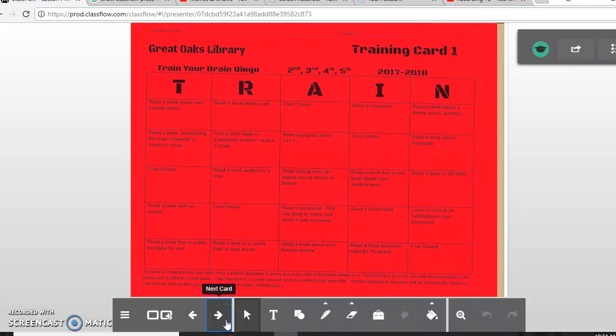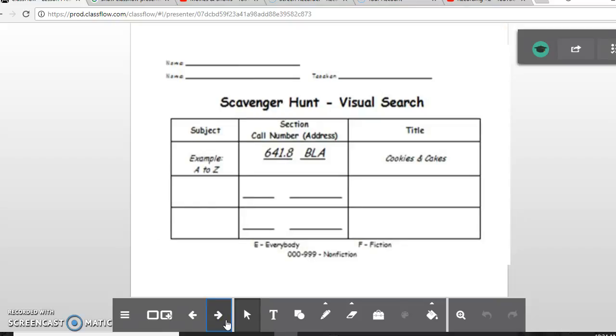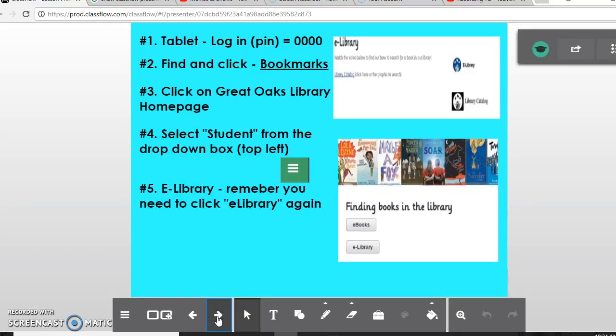This is another reading program. It doesn't go with Schlitterbahn. It's a separate deal. This is what the sheet of paper that they get looks like for the scavenger hunt. I'll come back to that.